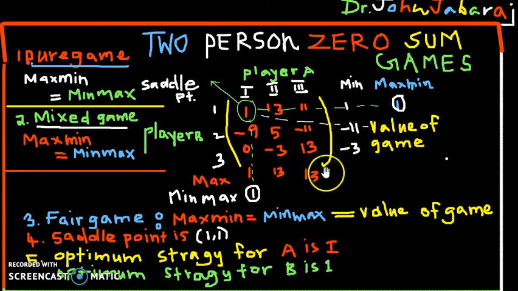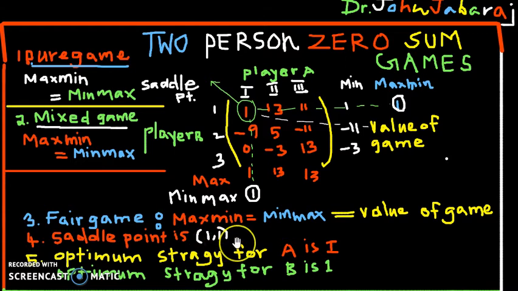Suppose the saddle point comes here, then it is the third strategy for player B and the third strategy for player A. Therefore we have to write it as 3 comma 3. Whichever is the saddle point, we have to write inside the bracket the row first and next the column. So first row, first column. That's what we call the saddle point.